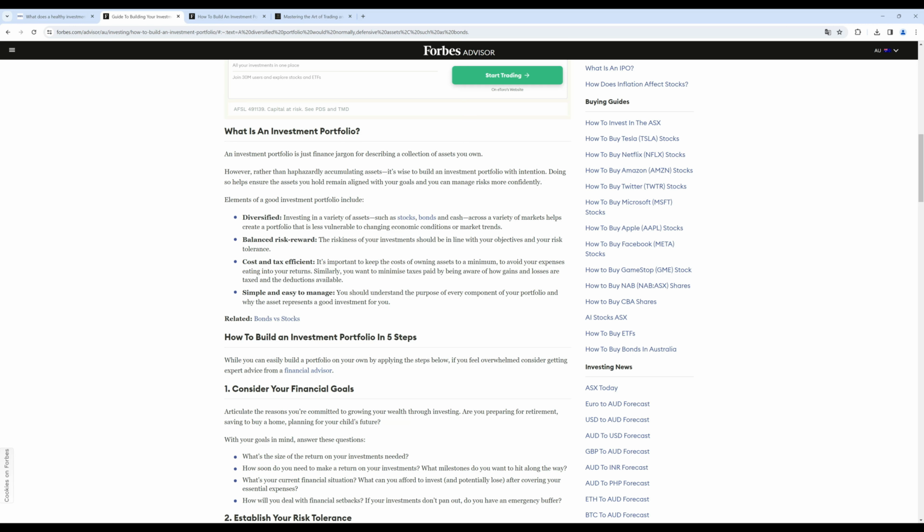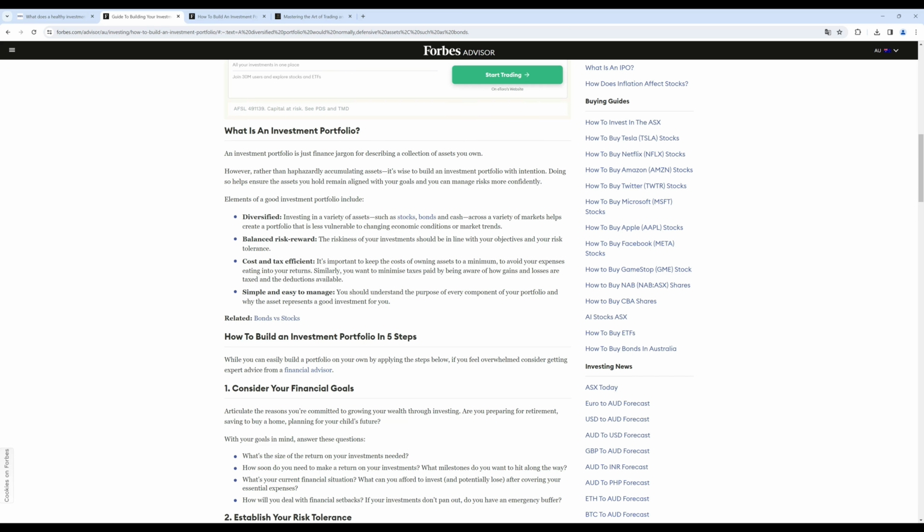And then we come to simplicity of management, comprehending each proposed portfolio element and its suitability for your investment goals. So understanding the reasons behind holding certain asset classes and how they contribute to your portfolio. Again, you have to understand the purpose of every component of your portfolio and why the asset represents a good investment for yourself.